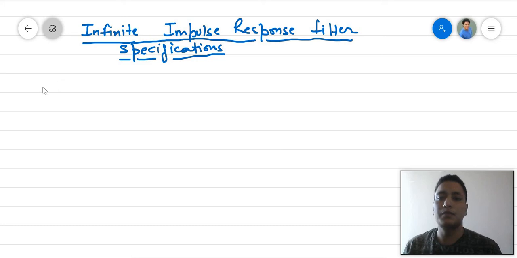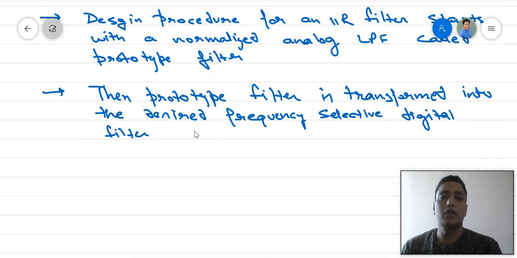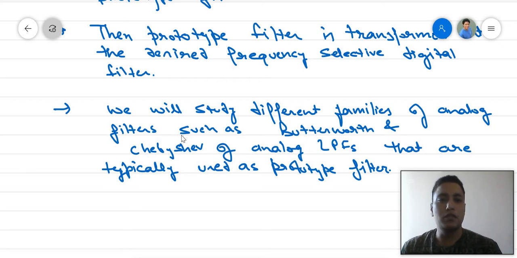The first part is the design procedure for an IIR filter, which starts with a normalized analog low pass filter, also called a prototype filter. Then the prototype filter is transformed into the desired frequency selective digital filter in the second step. Then we will study different families of analog low pass filters such as Butterworth and Chebyshev. These filters are typically used as prototype filters.